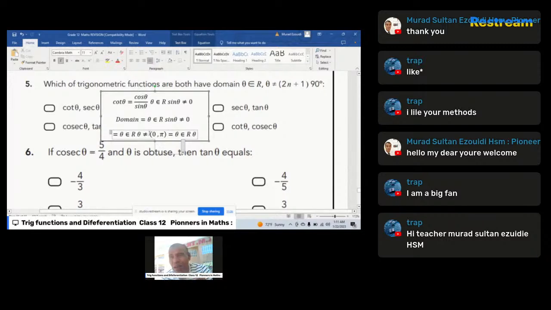You can also write 2n plus 1 times pi, or just k, where k is an integer. I need only this one. This is the domain of the first function, cotangent.